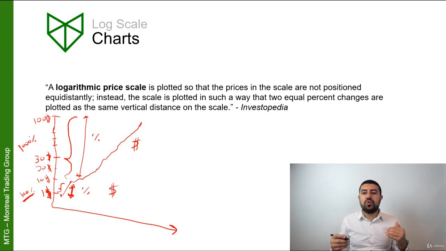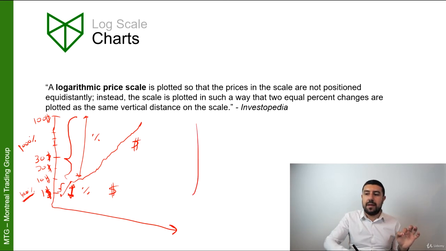So what we have to do is stop looking at price charts, which basically, here, what is the definition? Logarithmic price scale is plotted so that the prices in the scale are not positioned equidistantly. So here we have an equivalent distance, $10, $10, and so on. Instead, the scale is plotted in such a way that two equal percentage changes are plotted as the same vertical distance on the scale. So if I had $1 here and then $10 here, that's a 1,000% return.